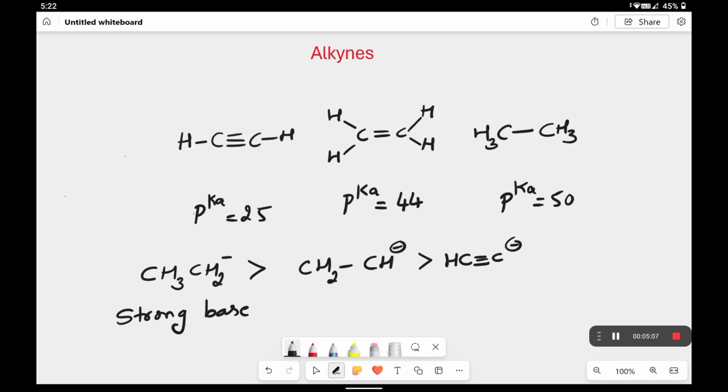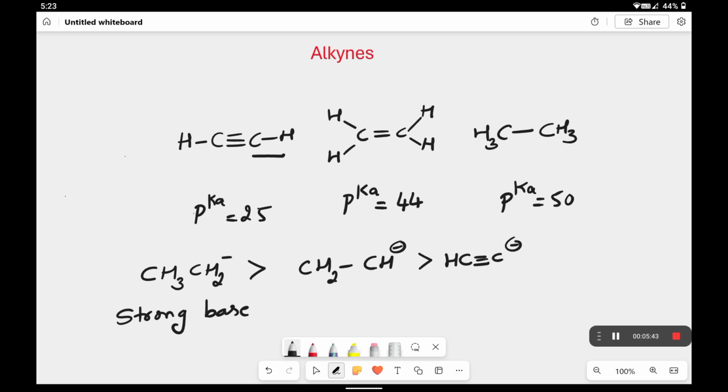Next is the acidity of the alkyne hydrogen, also called acetylenic hydrogen. Especially in the case of a terminal alkyne, the carbon is attached to one hydrogen atom. Sometimes this H may be replaced by an R group, or by some other simple atom. Then also it forms an alkynyl hydrogen, which is called acetylenic hydrogen.